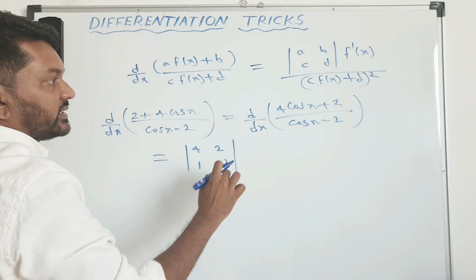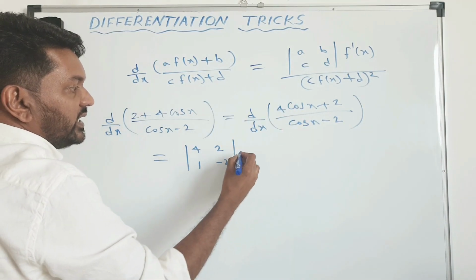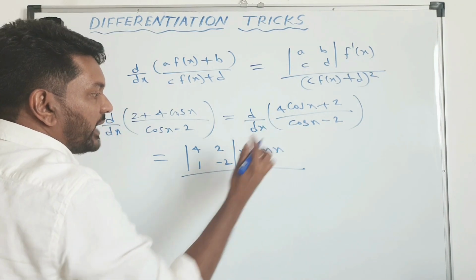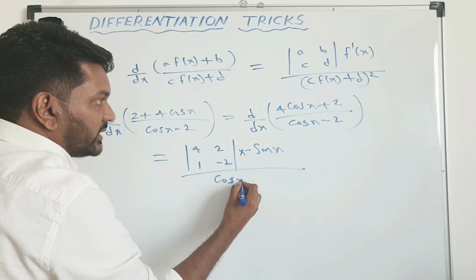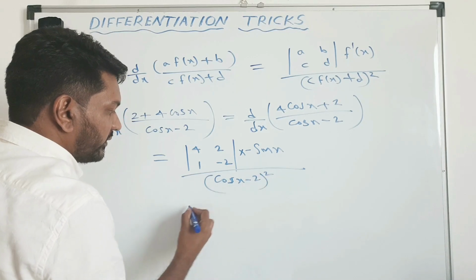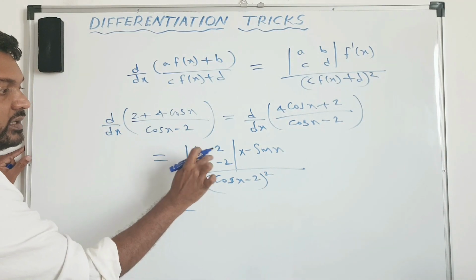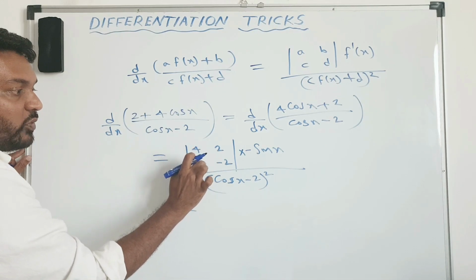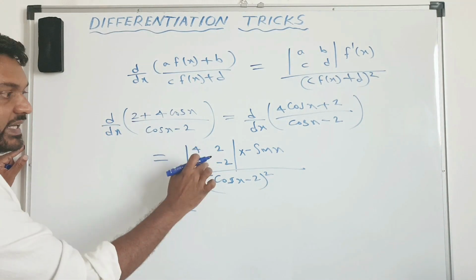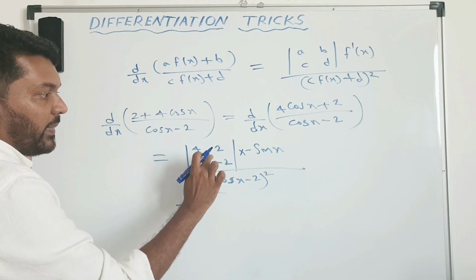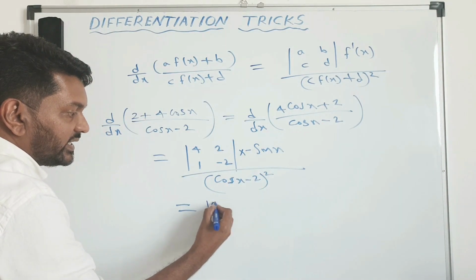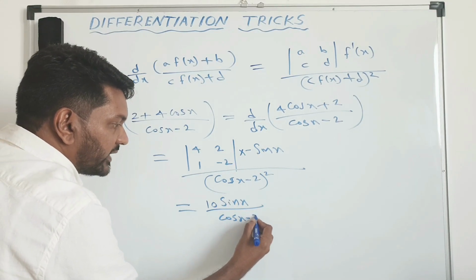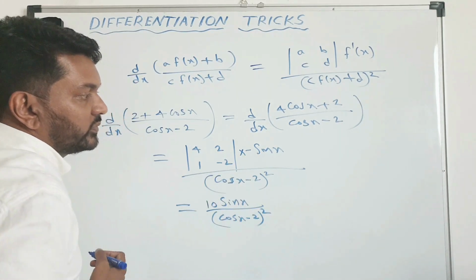Into f dash x. F of x is cos x. Derivative of cos x is minus sin x. Divided by denominator square. So cos x minus 2 the whole square. How to evaluate this determinant? 4 into minus 2, minus 8, minus 1 into 2. So minus 8 minus 2, minus 10. Minus 10 into minus sin x is 10 sin x divided by cos x minus 2 the whole square.